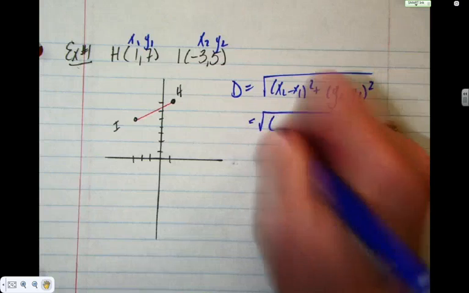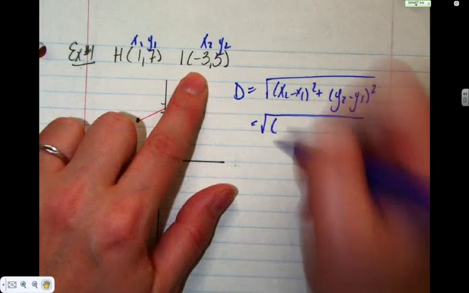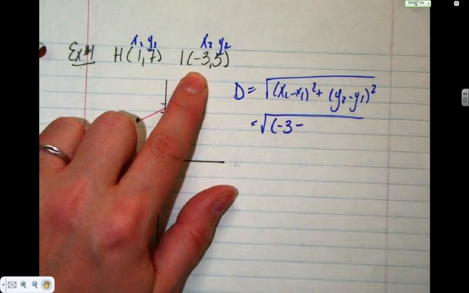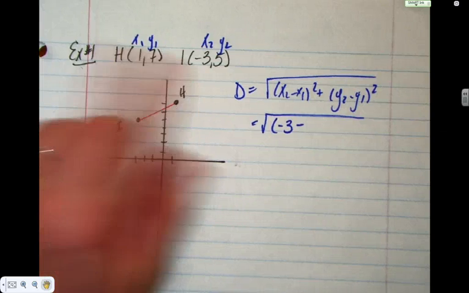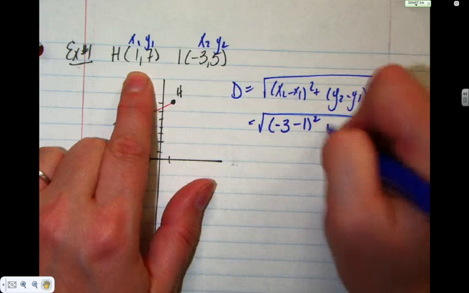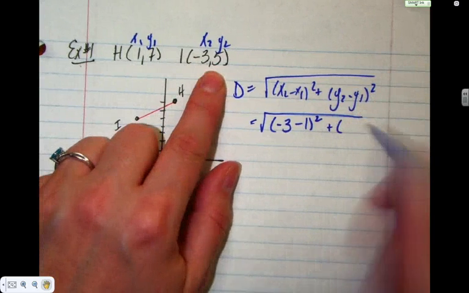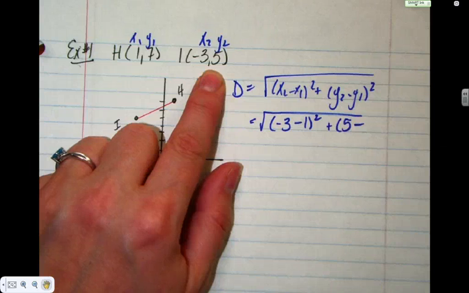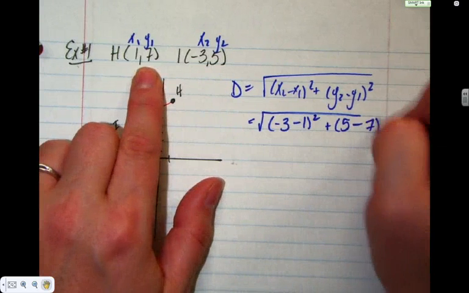What I'm going to do now is just direct substitution. x2 is the second x value, which is -3. x1 is the first x value, which is 1. y2 is the second y value, which is 5. And y1 is the first y value, which is 7.